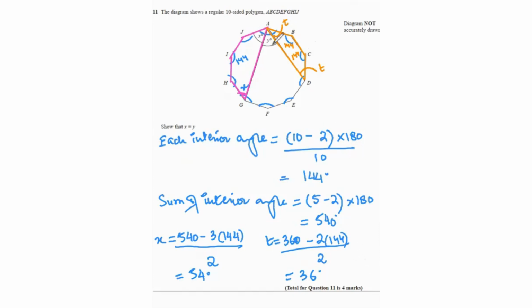So we know that the interior angle is 144, and 144 comprises x, y, and t. So y is going to be 144 minus x minus t, which is 144 minus 54 minus 36. Let's see what that gives. That also gives 54, which shows that x does equal y. It might look very confusing, but if you break it down and do it step by step, you can easily get the answer.